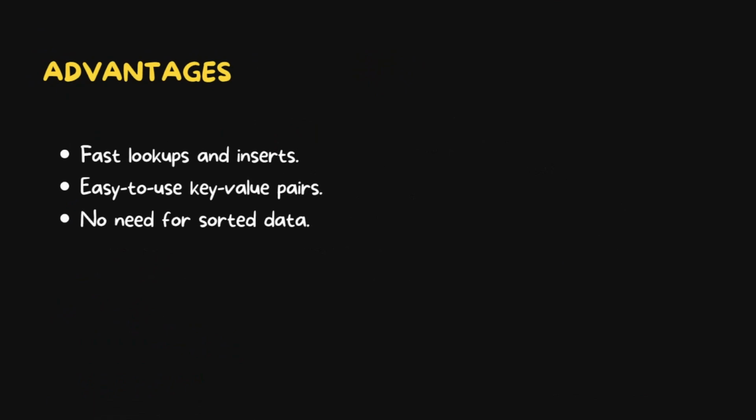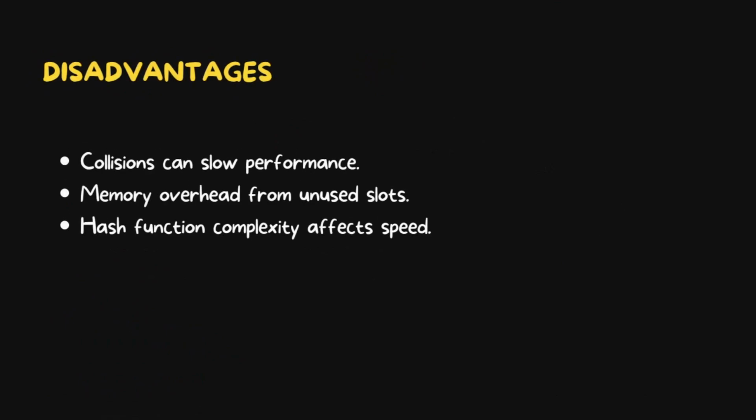Hash maps are incredibly fast, but they are not perfect. Some of the advantages are fast lookups and insertions, easy-to-use key-value pairs, and no need for sorted data. Disadvantages include collisions that can slow performance, memory overhead from unused slots, and hash function complexity that affects the speed of the program.